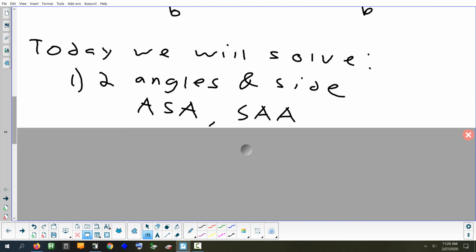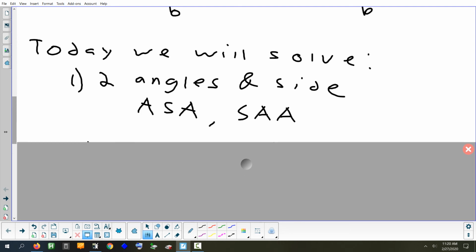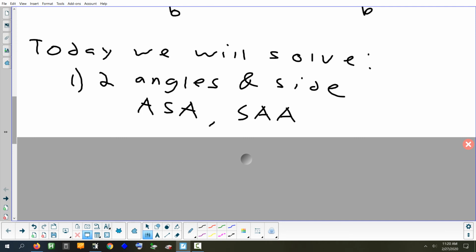Okay, so one type of problem that we're going to use the law of sines for is if I give you two angles and a side to start the problem off. Two angles and a side. I'll show you what it could look like.